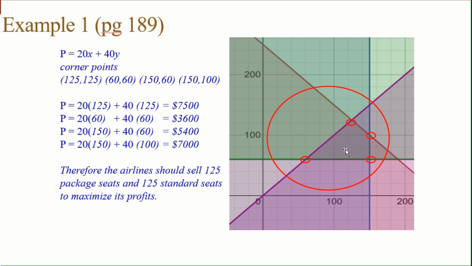All right, so you need to find all the intersection points around the region of interest. This also we have done previously. All your corner points, which are the intersection points, should be the same as mine. So what you're going to be doing thereafter is plugging all these coordinates into your profit equation to find your maximum profit. Can you see I plugged it in one by one and the maximum profit that you will get is 7,500. So what does that tell you? You need to send 125 of package and 125 of standard and make the highest profit of 7,500.